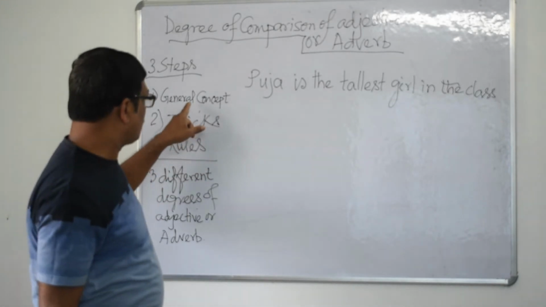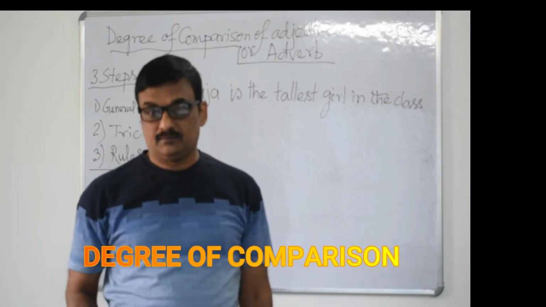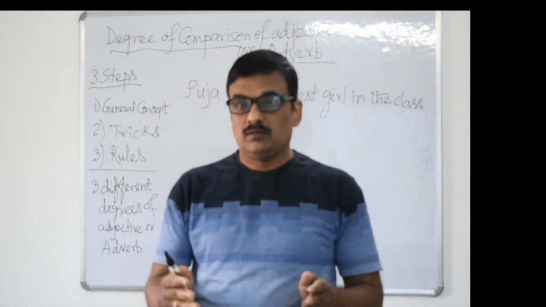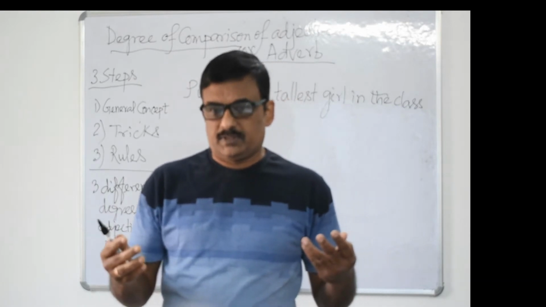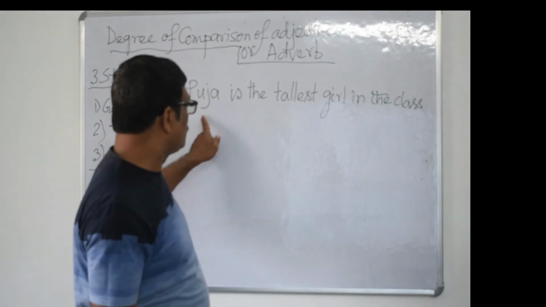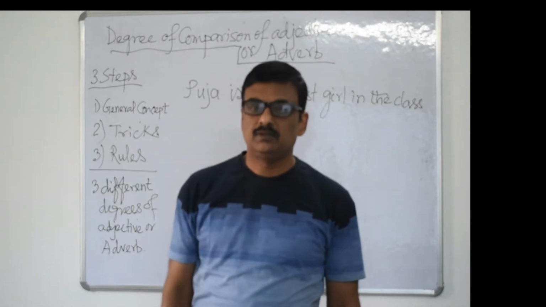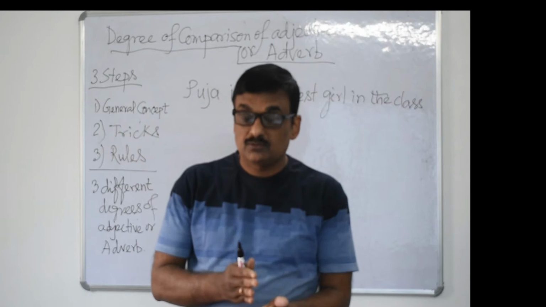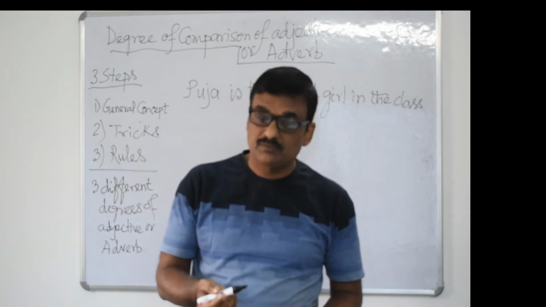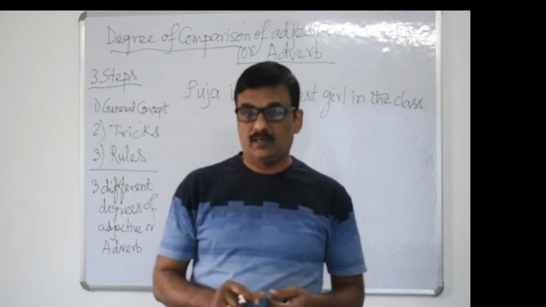So, first step comes general concept, offering a comparison between or among people, things or any concept. As for example, I wrote one example here. Pooja is the tallest girl in the class. So from this sentence, we can understand what does it show? What does it reflect? It also indicates a kind of comparison, that is, with all other students in the class.